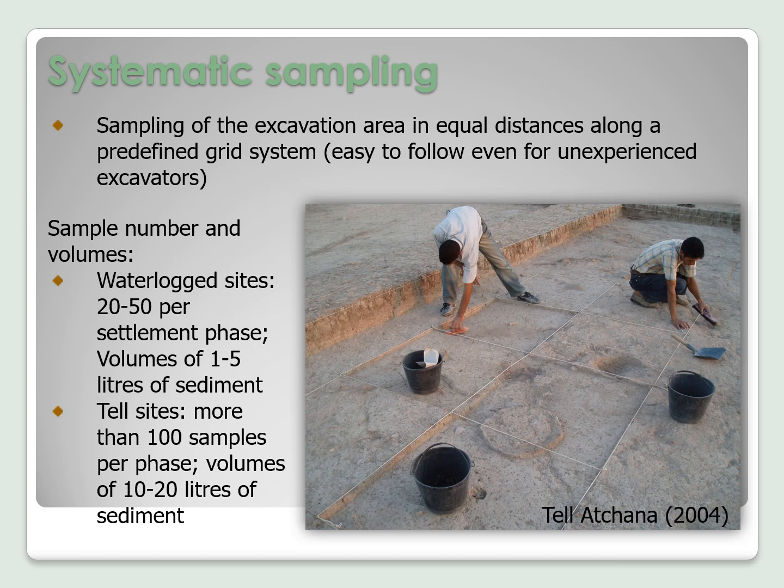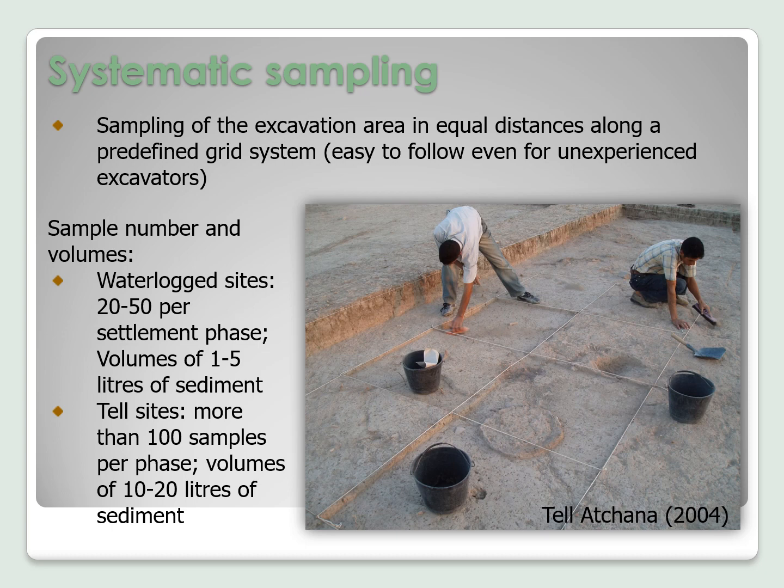Systematic sampling is conducted along a predefined grid, so that samples are taken over the whole excavation area in the same inter-sample distance. This kind of sampling and the following analysis are possible in large-scale research projects with considerable funding of archaeobotanical research.